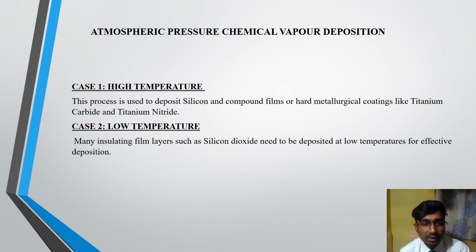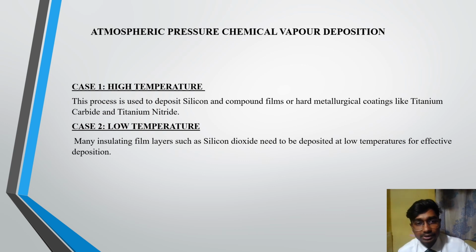Atmospheric CVD is involved in 2 cases. Case 1, higher temperature. This process is used to deposit silicon and compound films or the hard metalloid coatings like titanium carbide and titanium nitride. In case 2, lower temperature, mainly insulator film layers such as silicon dioxide need to be deposited at a lower temperature for effective deposition.